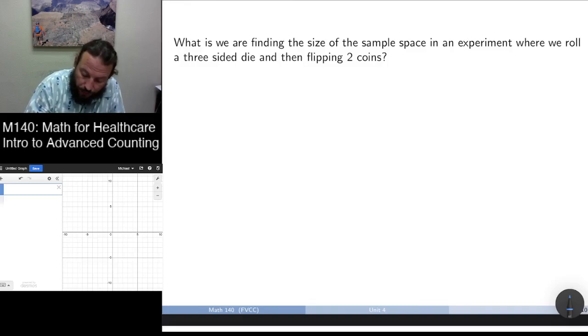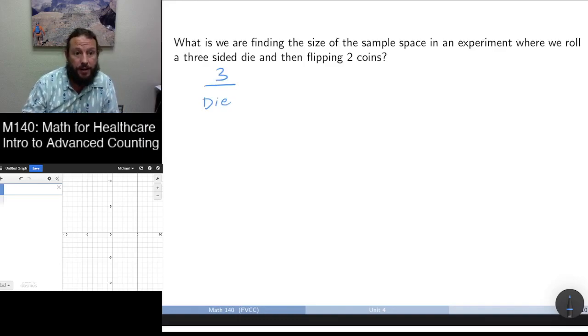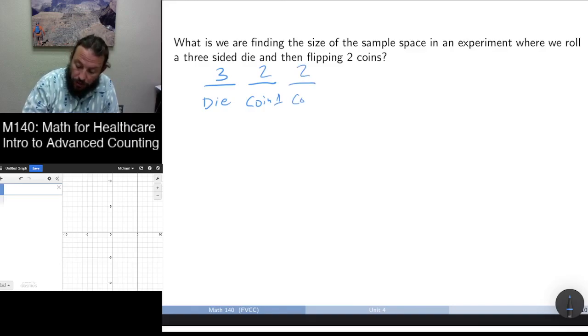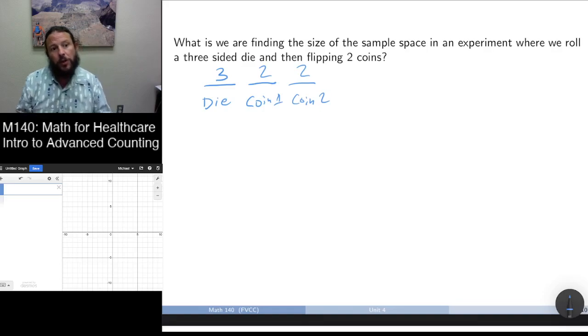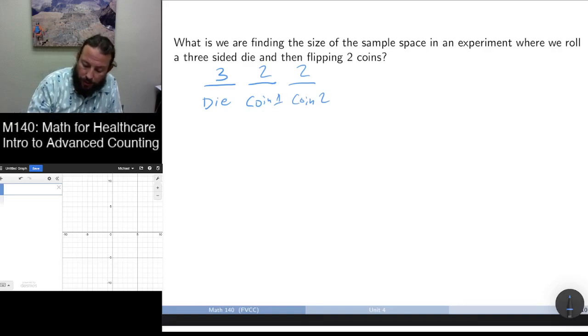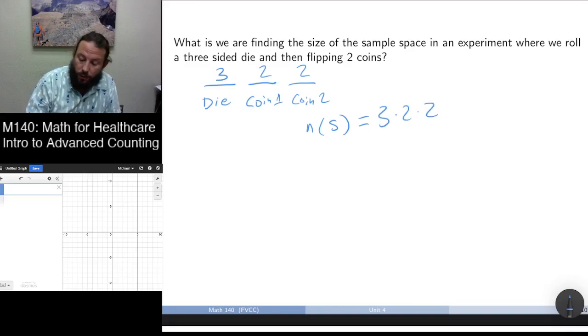We have a 3-sided die, so there's 3 possibilities for that die. Let's say coin 1, there's 2 possibilities for coin 1, and coin 2, there's 2 possibilities. And we use our multiplication principle. But here you say, well, it's a little different. If I did the multiplication principle before, we had 2 things, and now we have 3 things, right? And so it's 3 times 2 times 2. Hopefully that makes sense.